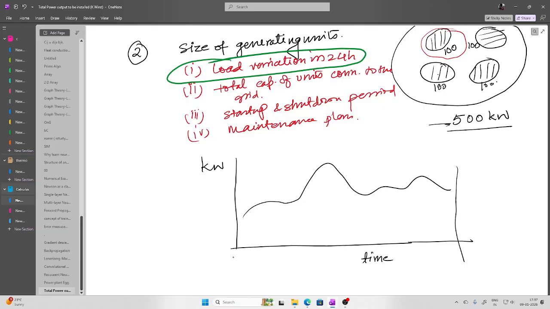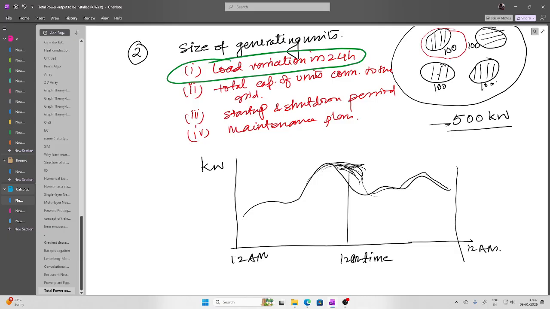So let's say it is starting at 12 a.m. and then 12 a.m. So let's say here it is somewhere 12 p.m. So that is how the variation happens. In the morning, the load will be less. Around 12 p.m., it will be maximum, and then it will be reducing. Then in the evening time, again it will be increasing, and so on. So this variation should be very much clear.